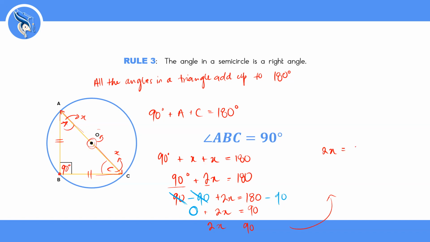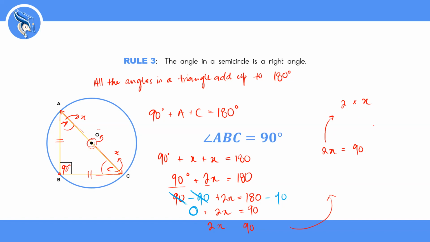2x is equal to 90. Now 2x is the same as 2 multiplied by x. Whenever we're transposing, in order to move something to the opposite side of an equation, you have to do the opposite operation. Meaning, if something is positive and you need to move it to the other side of the equal sign, you have to subtract it.